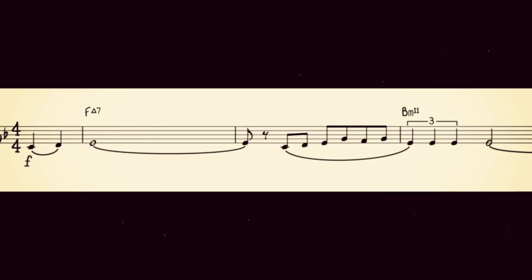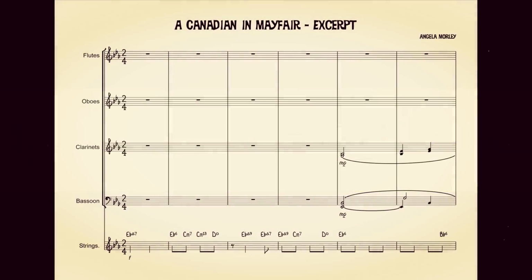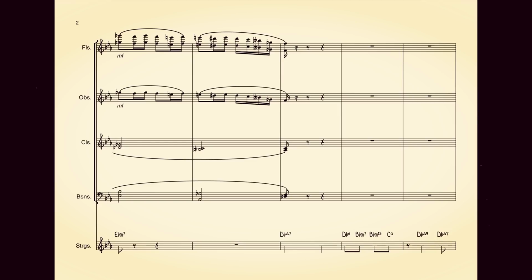Let's look at a full orchestration now that we're getting the hang of it. This is Angela Morley's A Canadian in Mayfair that I've featured several times in the past. We have some classic block chord writing going on with the pizzicato strings here, which we've covered back in episode 2. So how do our woodwinds fit in? Firstly, the flutes and oboes interject at the ends of phrases in the spaces where the strings are not playing, exactly the same technique as in the previous examples.